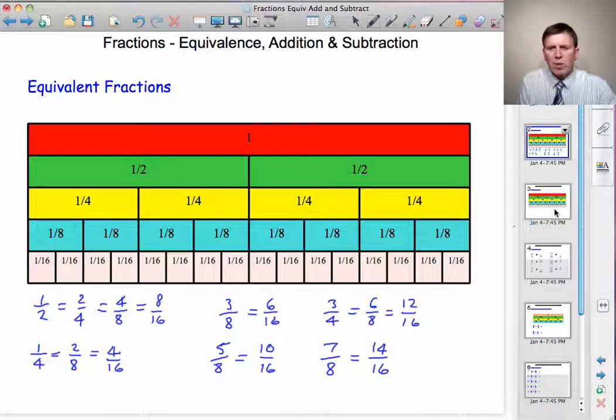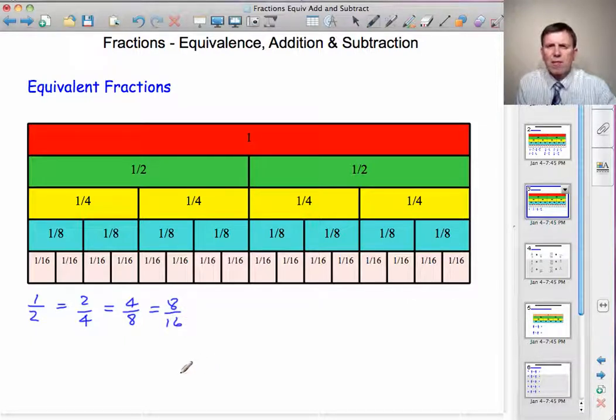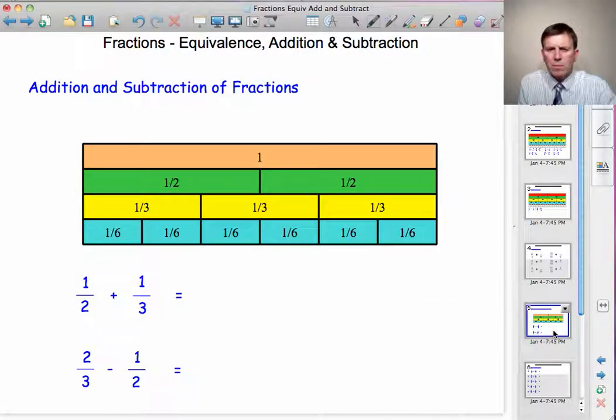Right, let me have the support of this diagram once more and write down what we found out about a half. A half was equal to 2 quarters, which is equal to 4 eighths, which is equal to 8 sixteenths. But what else is a half equal to? Let me borrow a diagram from later on in the lesson. Look at this diagram. This is split into halves, thirds and sixths. And we can see that 1 half is the same as 3 sixths.